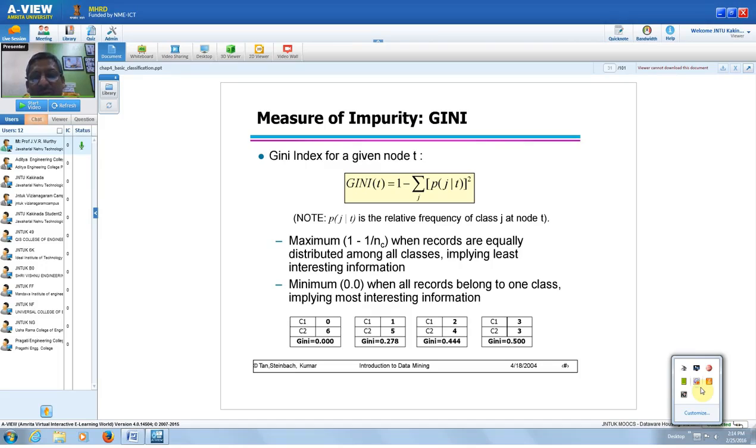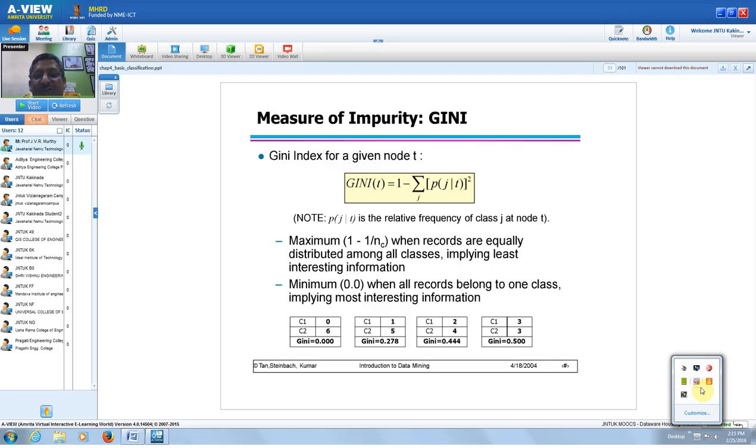Now for this, the maximum is 1 minus 1 by nc, when records are equally distributed among classes, implying least interesting information, that means you have more disorder. Minimum is 0.0 when all records belong to one class, implying most interesting information. See here, we will see the different values for C1 and C2 and how Gini index varies. If you look at it, C1 has 0 and C2 has 6. Now your Gini index is 0.